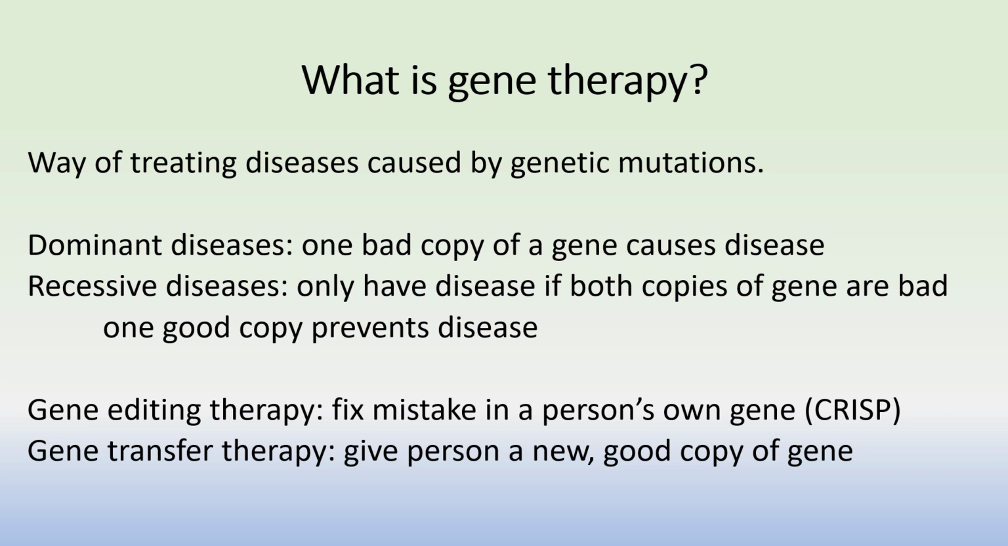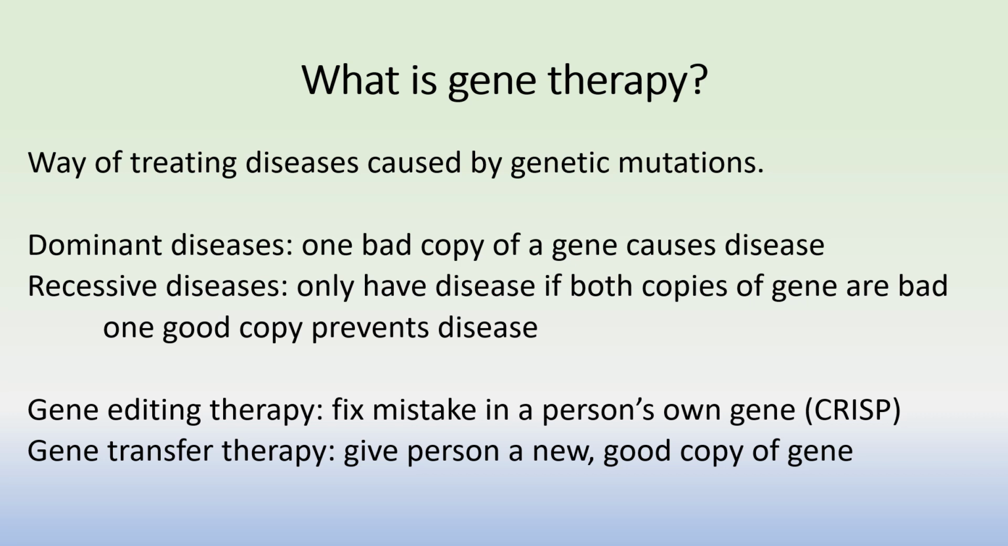Now, all of the gene therapy treatments that are currently approved or in clinical trials use the second approach, which is more specifically gene transfer therapy. And then we'll go into a little bit of the nomenclature of genetic diseases. There's what's called a dominant disease, which means that you have, in general, two copies of every gene. And in a dominant disease, if you have even one copy that's incorrect, then you have a disease.